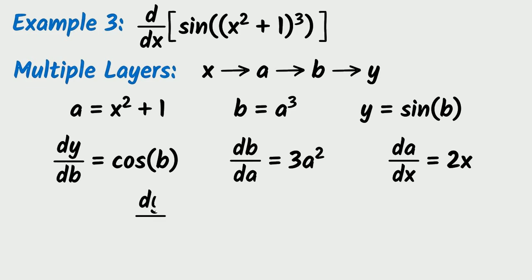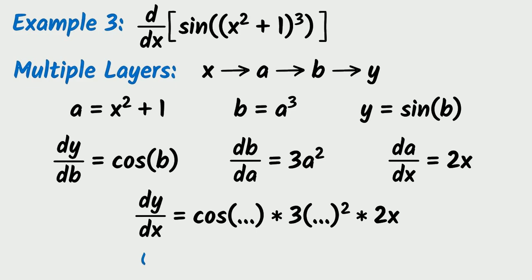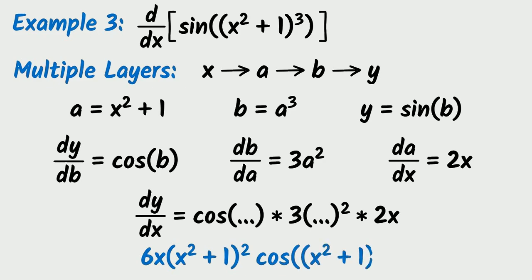Multiply them, dy/dx equals cosine of (x squared plus 1) to the third times 3(x squared plus 1) squared times 2x. That's 6x times (x squared plus 1) squared times cosine of (x squared plus 1) to the third.